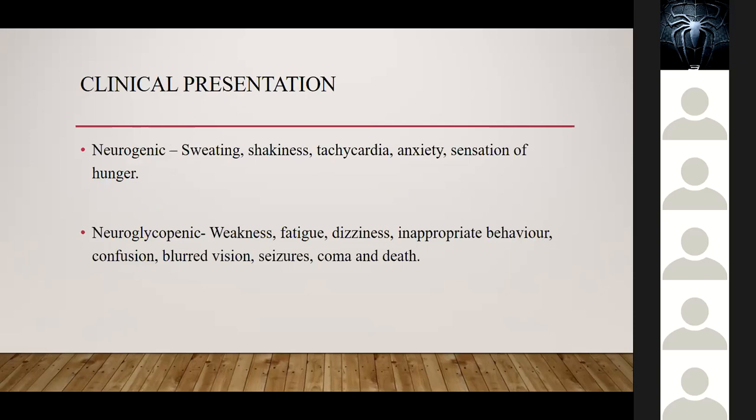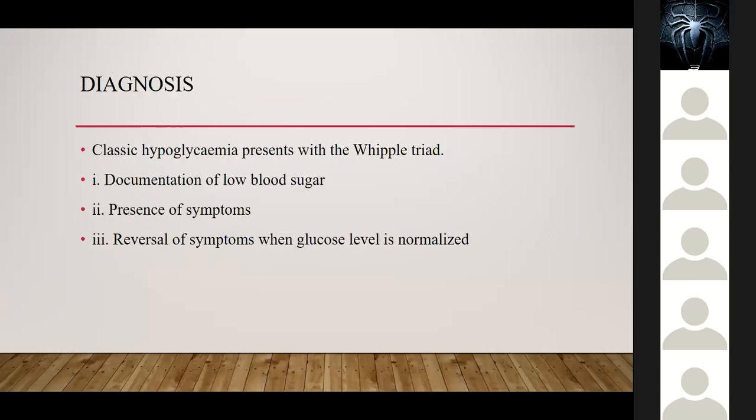Then the clinical presentation. So we said there's a neurogenic or the sympathetic aspects where the patient sweats, shaking, there's tachycardia, there's anxiety, patients will complain of hunger. And then there's the glycopenic effect where the patient starts having weakness and then dizziness. Then the mental alterations come in, they start behaving inappropriately, blurred vision, they have seizures, and then they can go into coma or they die.